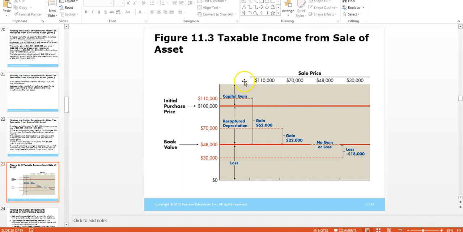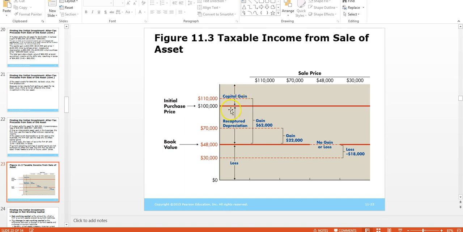Look at this graph. You'll notice here, if something is sold for $110,000, and this was the initial purchase price, $100,000, everyone see that? Basically, you made $10,000 on it. That $10,000 is reflected here, right? That's called a capital gain. And basically, you have to pay tax on $10,000 at the current capital gain rate.